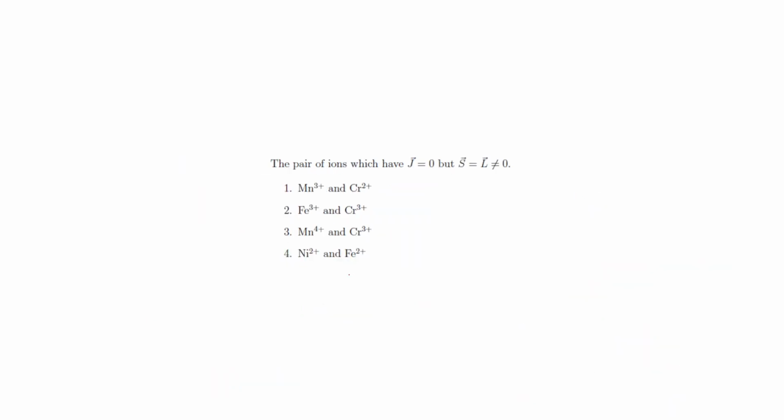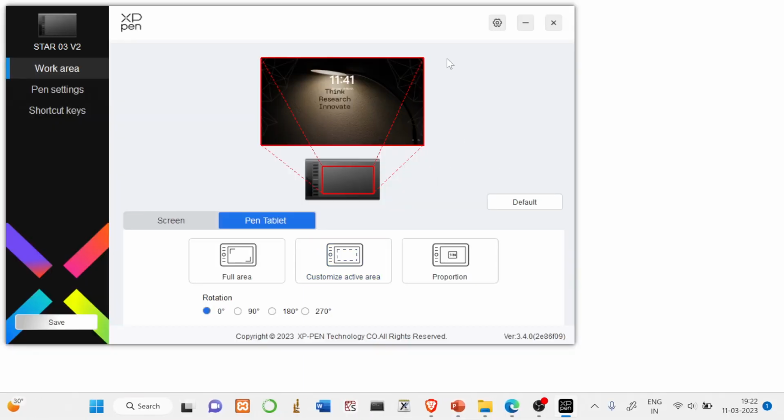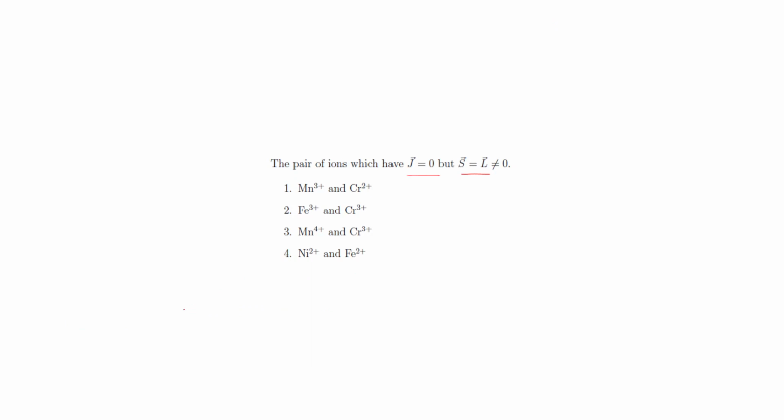Okay, now we are asked what is the pair of ions which have J equal to 0 but L and S not equal to 0. Okay, so how do we find this? Let us look at these elements. What is manganese 3 plus? Manganese 3 plus, it has an electronic configuration like this. So it has Z equal to 25.